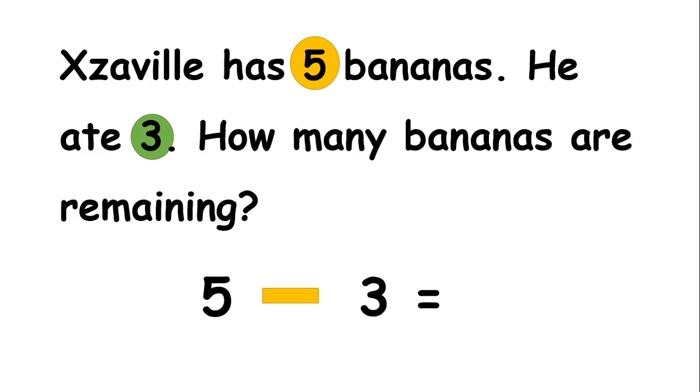And how many bananas are remaining? So you can do this on your fingers. If you don't want to draw, you do this on your fingers. You put up your 5 fingers, you take away 3. How many bananas are remaining? 2 bananas are remaining. So you see that you can draw a picture for the problem, you can write the number sentence for the problem, and use your fingers as well to solve it.